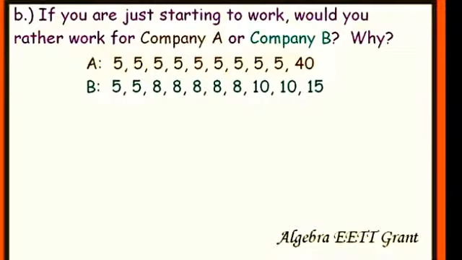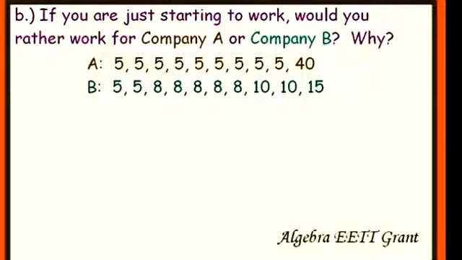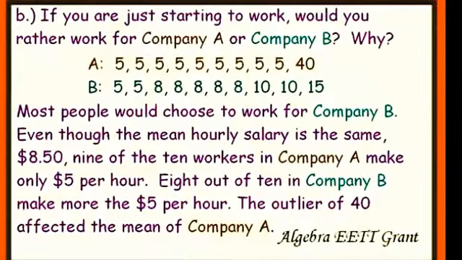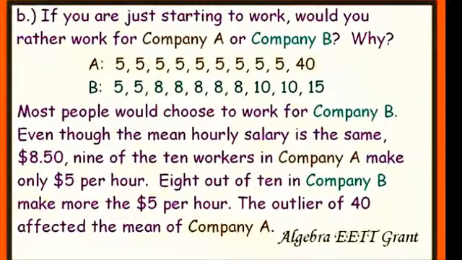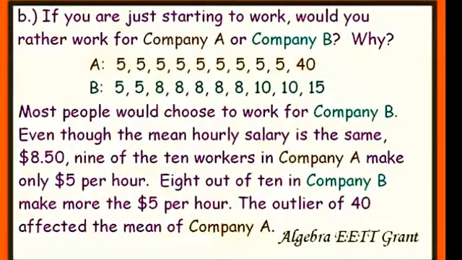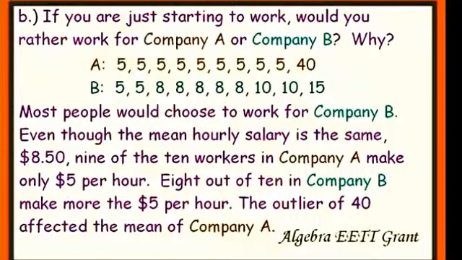Now look at question B. If you are just starting to work, would you rather work for company A or company B, and why? Remember, their mean is the same. Well, most people would say, well, let's work for company B. Even though the mean hourly salary is the same, 9 of the 10 workers in company A make only $5 an hour. 8 out of the 10 in company B make more than $5 an hour. So the outlier of 40 in company A really affects what the mean is.